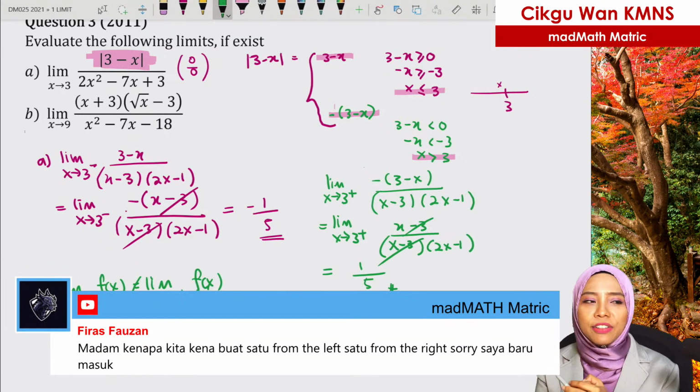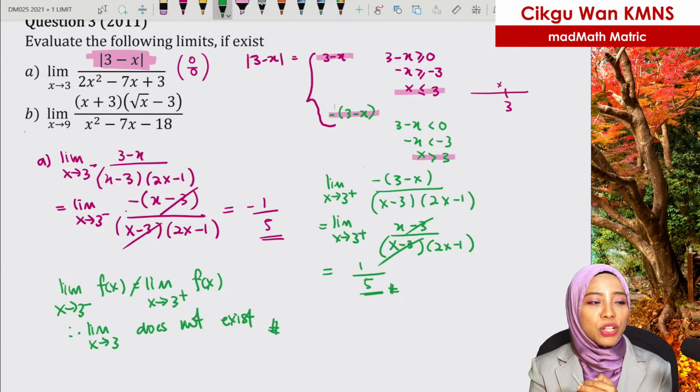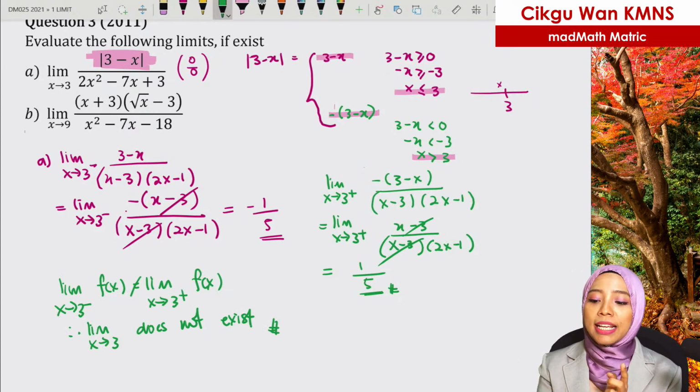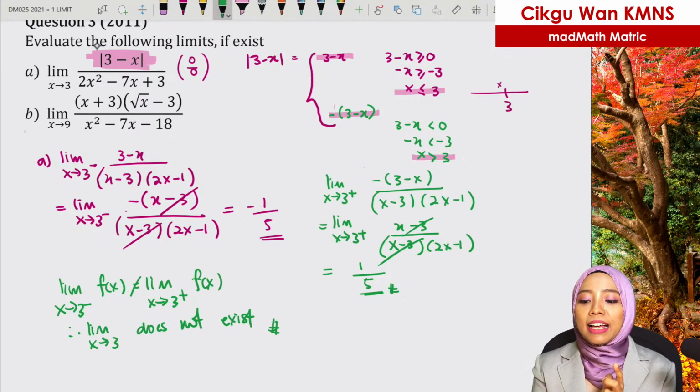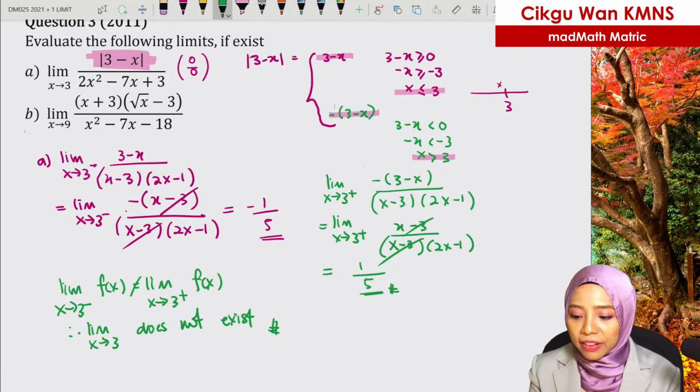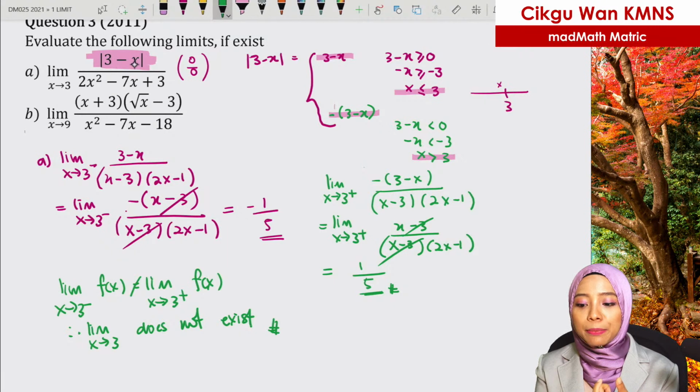Okay, Firaz is asking why we have to check from the left and from the right, because the question asks: evaluate the following limits. If it exists, state the values. If it does not exist, you have to prove it. Like in this case, because it is what? Because it is an absolute function.